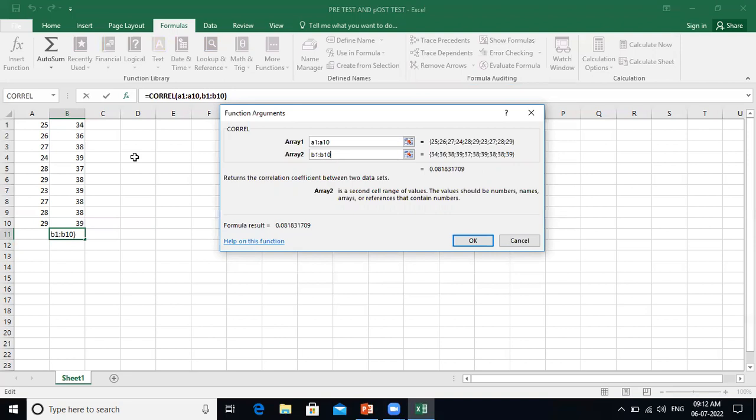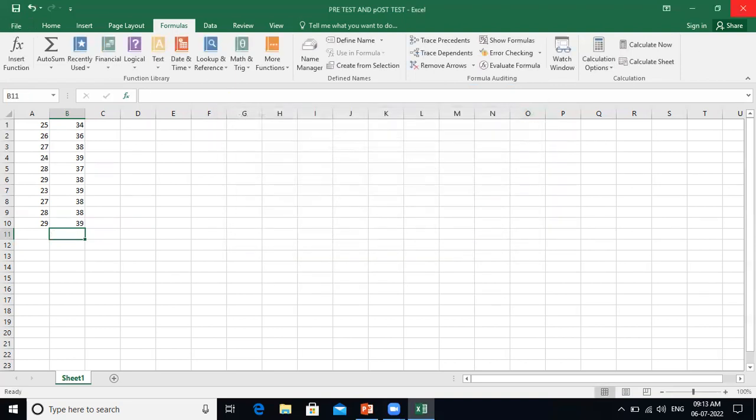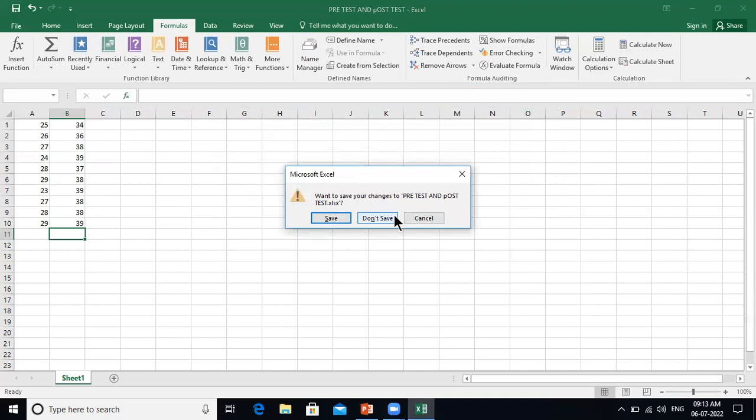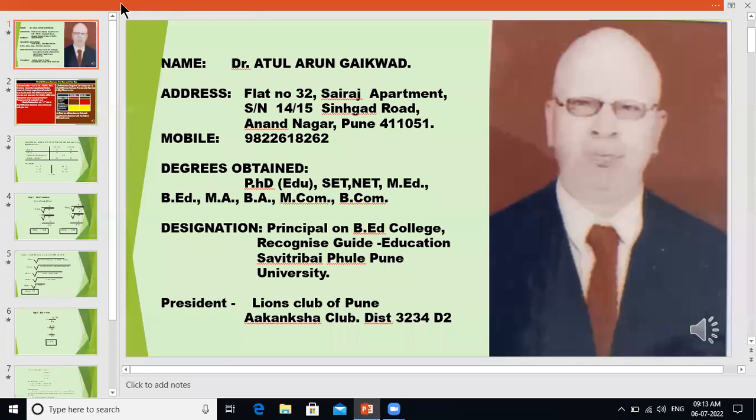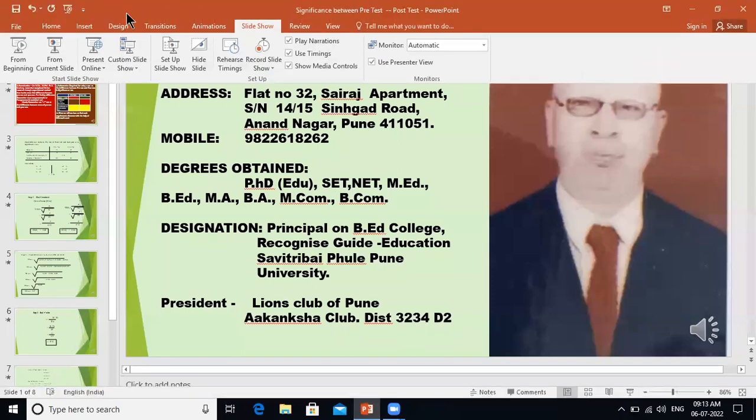So friends, using the data, we have to find these things. First, the mean of the pre-test, then the mean of the post-test, then the standard deviation of the pre-test, then the standard deviation of the post-test, and then the coefficient of correlation between pre-test and post-test. How to find these things, I have explained here. Hope all of you are definitely getting it. Now, let us discuss an example related to pre-test and post-test.